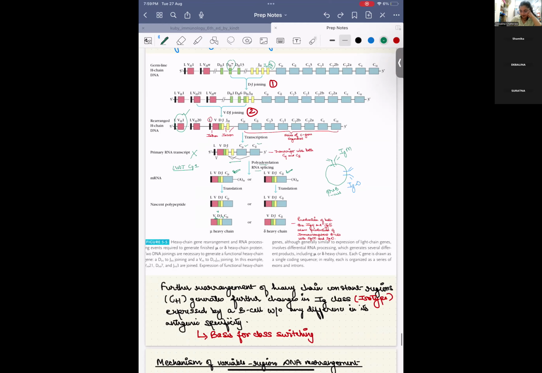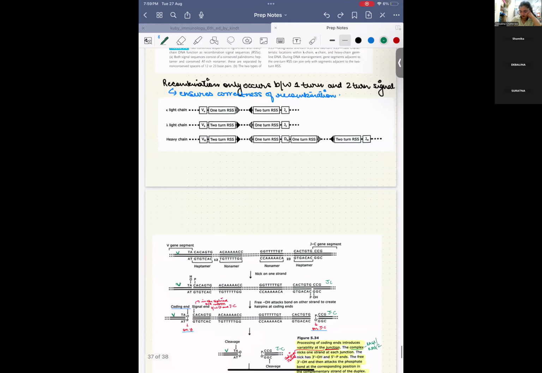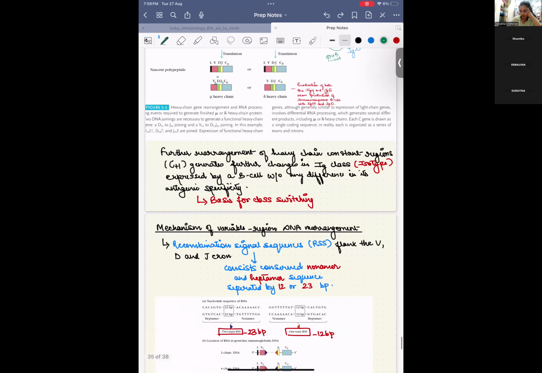Okay, ma'am. And ma'am, you have shown 12, 14. So these are the chromosome numbers, or the number of genes present on that chromosome? Chromosome numbers. These are chromosome numbers.